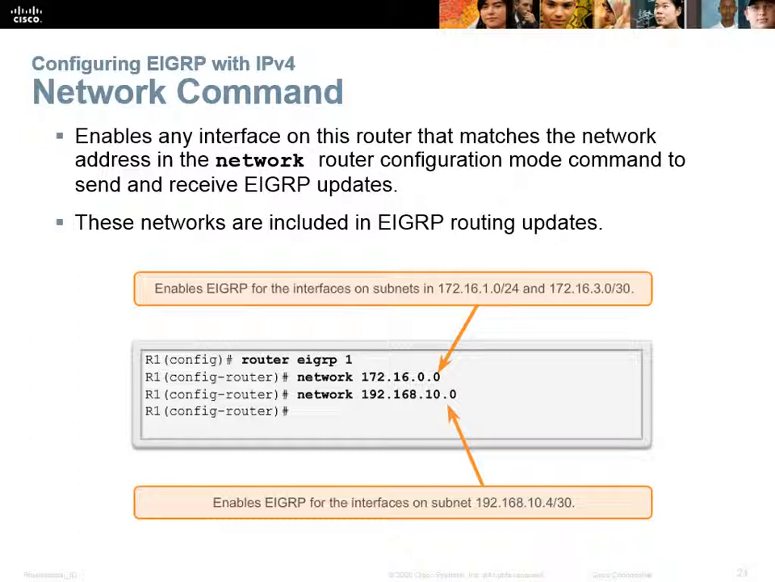EIGRP. All you're saying is from this router, I can get to all these networks. That's all it's saying. I can get to network 172.16.0.0, network 192.168.10.0. So anything that's going to the enables EIGRP interfaces for subnet 192.168.10.4/30, it would be 255 or be going to 192.168.10.24 is what you would see right there.